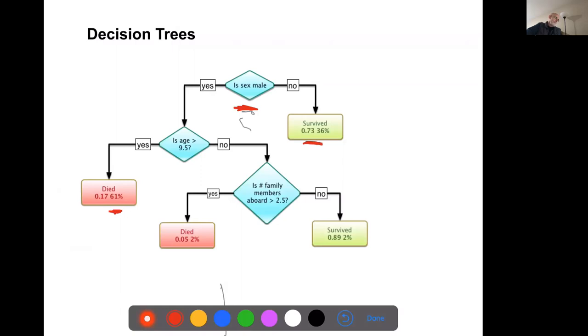So we have this series of questions. If they're male, yes. How old were they? If they're less than 9.5, well, is there anyone else in the family there with them? If the answer is yes, only 2% died. So the goal of decision trees is we're going to build up this huge tree asking these questions on various properties, and then use that as a model to look at other data.